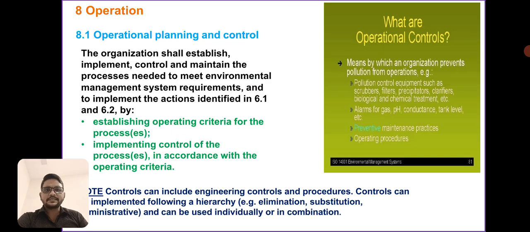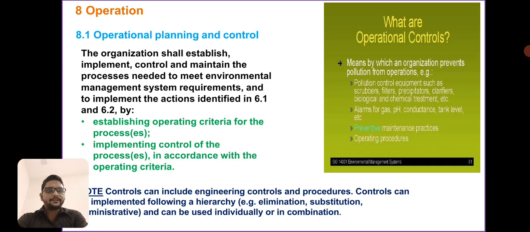Now next clause is operation. Its sub-requirement is 8.1, that is operational planning and control. The organization shall establish, implement, control and maintain the processes needed to meet environmental management system requirements and to implement the actions identified in 6.1 and 6.2.